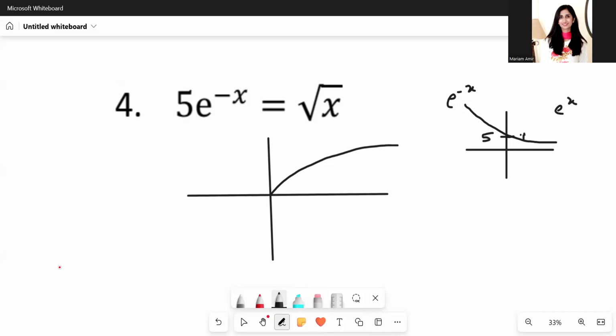So we make a curve like this, which intersects the y-axis at 5, and this is the graph for 5 e power minus x. This is for square root of x, and this is for 5 e power minus x.